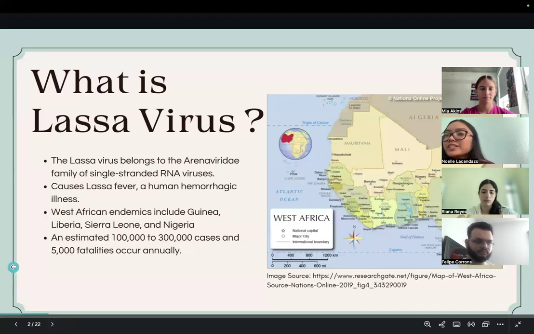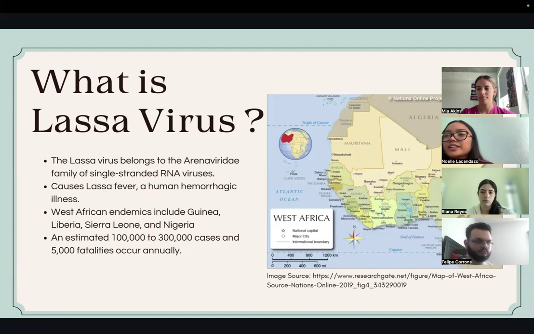Lassa fever is a serious hemorrhagic illness brought by the Lassa virus, an RNA virus. West Africa is where it is endemic, especially in Guinea, Liberia, Nigeria, and Sierra Leone. Between 100,000 and 300,000 infections occur annually, resulting in thousands of fatalities. In this area, the virus poses a serious threat to public health.